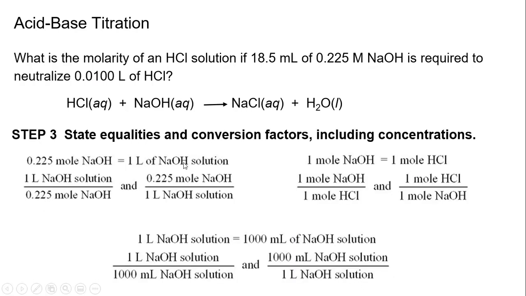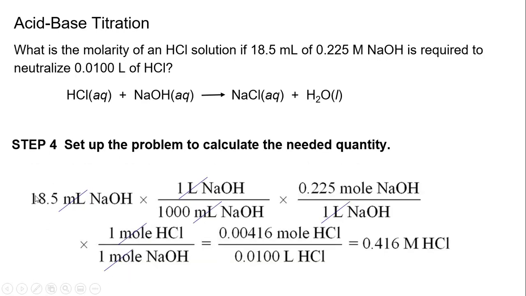So here are our quantities and conversions that we're going to use, and then we plug it all in. So we start with the volume of sodium hydroxide. We use the conversion to get it to liters. We use the liters from the molarity of the sodium hydroxide, cancels out, gives us some moles. Now we can cancel out the moles of sodium hydroxide because we've done the ratio. Gives us moles of HCl. And we take the volume of HCl, and it gives us a molarity of 0.416 molar HCl.